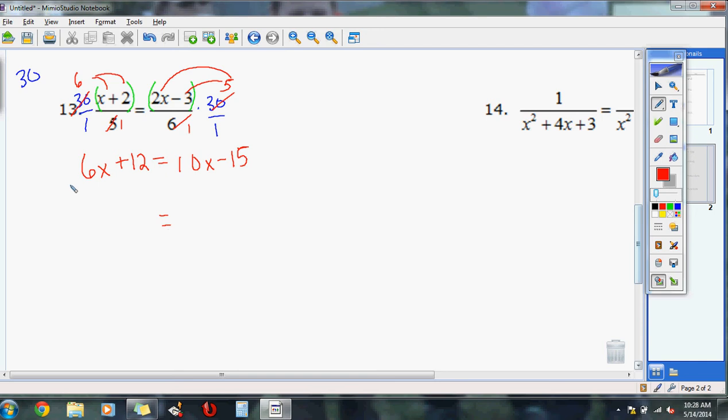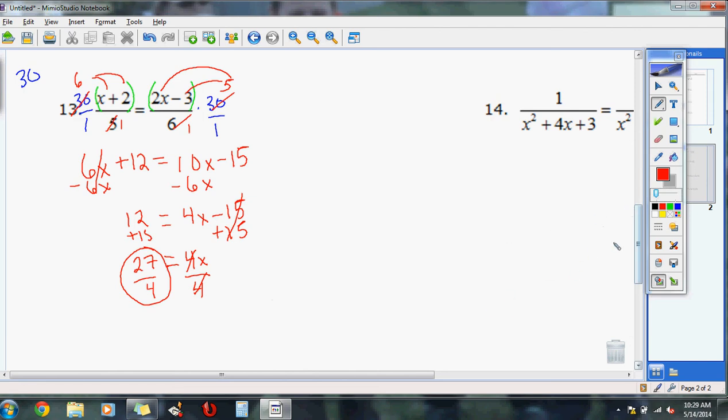Me personally, I'm going to get the 6x's off of this side and bring them over here. So now we're going to have 12 equal to 4x minus 15. Then I'm going to add 15 to both sides. And I have 27 equal to 4x. Last step, another ugly answer, is going to be 27 over 4 is our final answer to this problem.